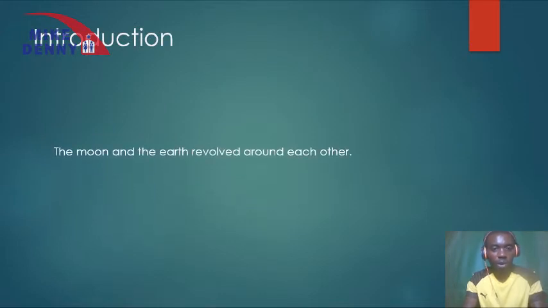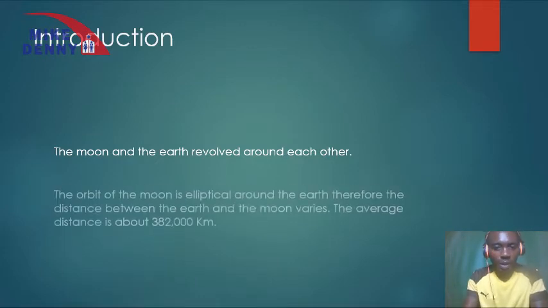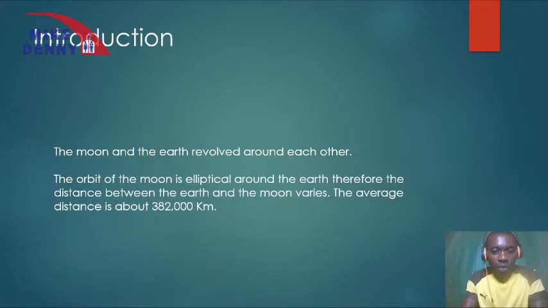Okay, with the introduction, we talk of the moon and the earth revolving around each other. It doesn't mean that the moon is moving alone. No, the moon and the earth are moving, but they are revolving around each other. The orbit of the moon is elliptical around the earth, and therefore the distance between the earth and the moon varies. Elliptical means it's like an egg.